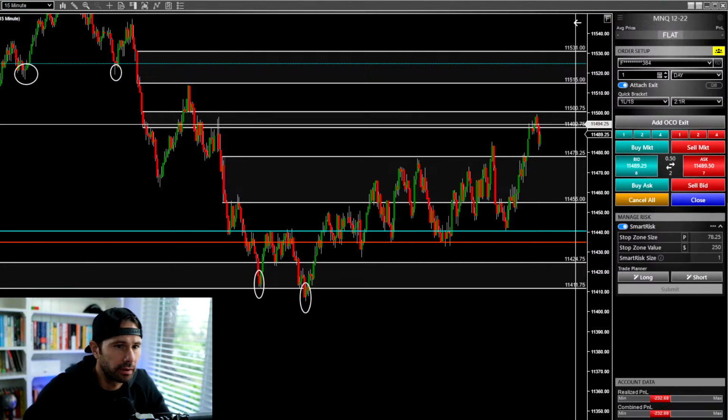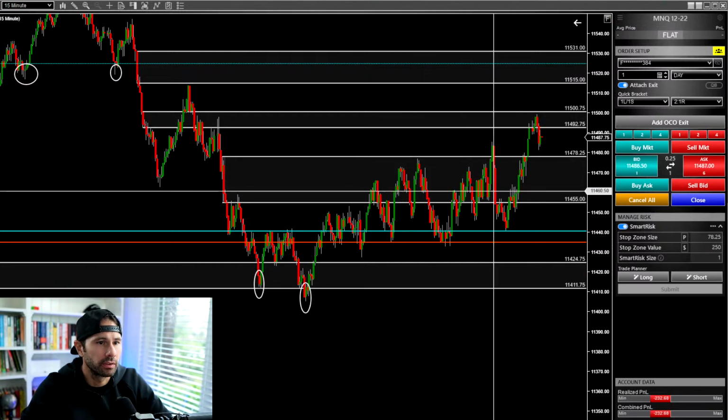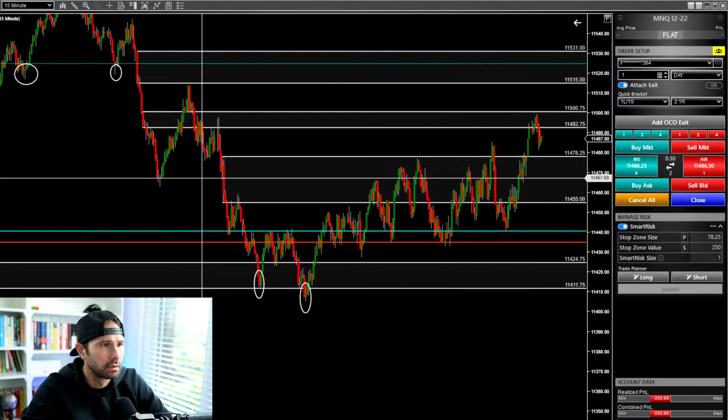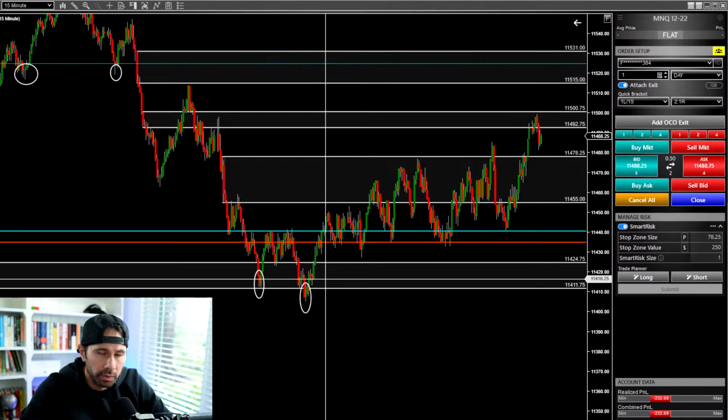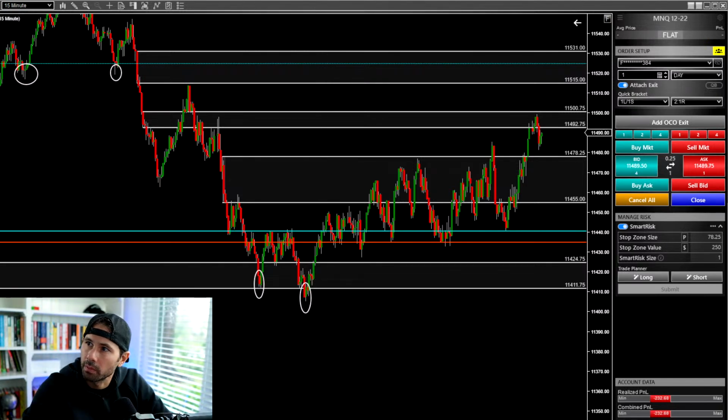Now, very choppy price action right now. So we did have one losing trade and one break even.